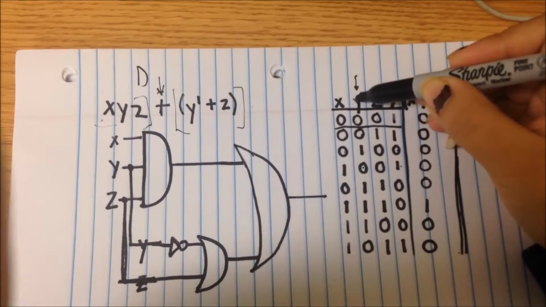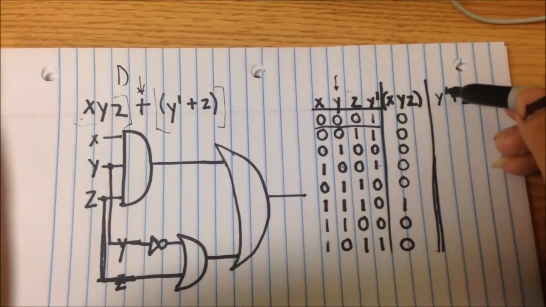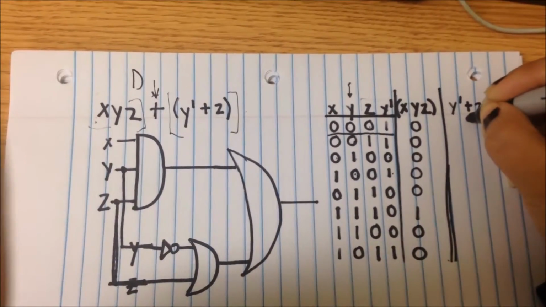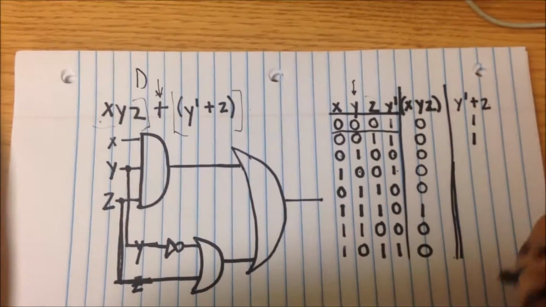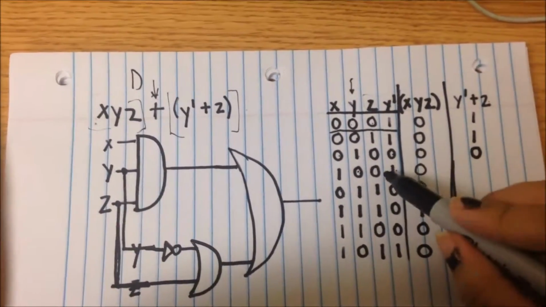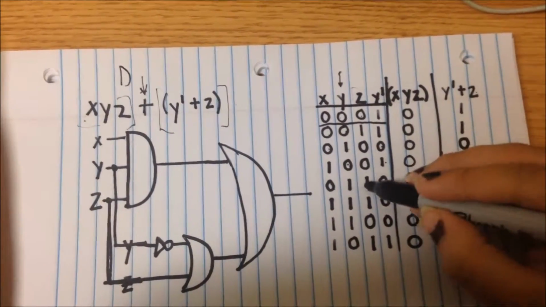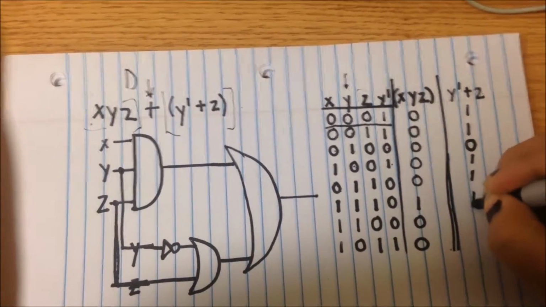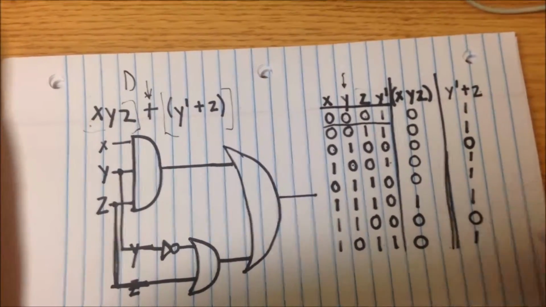So let's take y prime and z. And what are we doing with these values? Well, right here, we're just adding them. So add 1 plus 0, you get 1. 1 plus 1, like we said earlier, is just 1. 0, 0, well, that added together is just 0. Here, 0 plus 1, that's just 1. 1 plus 0, that's just 1. 1 plus 0, that's just 1. 0 plus 0 is 0. 1 plus 1 is 1.